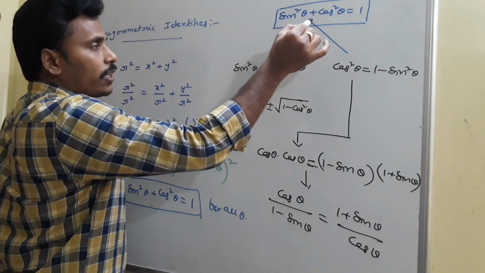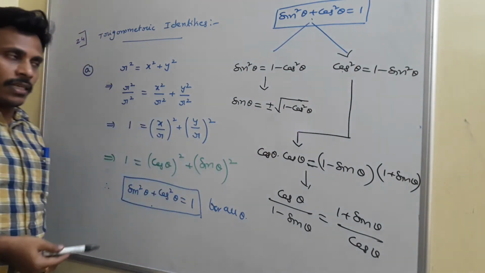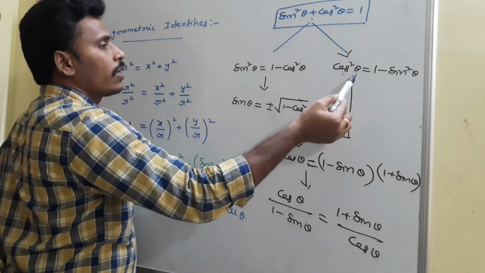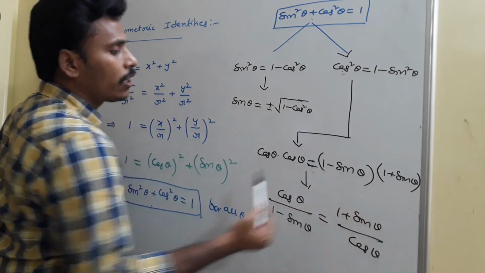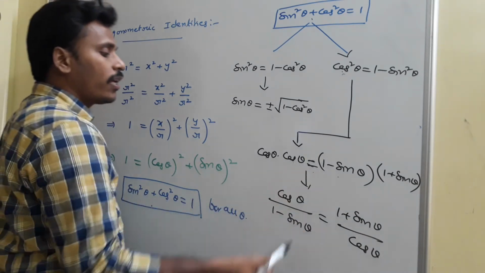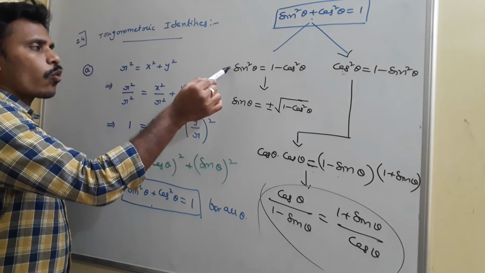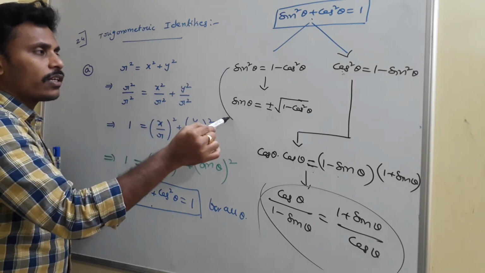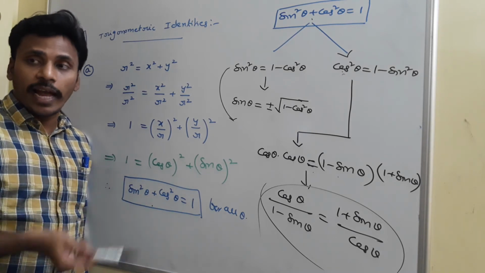See, sin² theta plus cos² theta is 1, from there it is very clear that cos² theta is 1 minus sin² theta. And since you have this, you can rewrite it like this: cos theta into cos theta is equal to (1 minus sin theta) into (1 plus sin theta). If you rearrange it, you may get this also. Like this, you are allowed to rewrite sin² theta equals 1 minus cos² theta also in such a manner. From there you will get another identity.